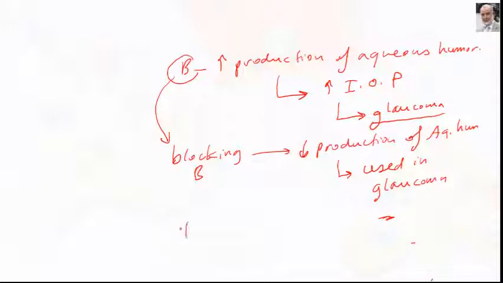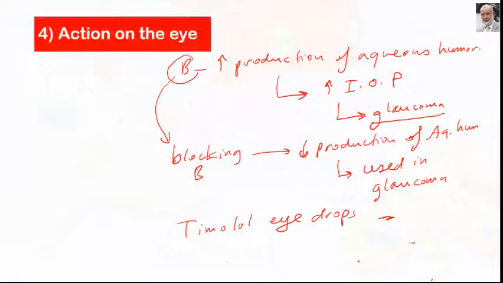The most famous example is timolol, which is used as eye drops. So beta blockers are first line in the treatment of glaucoma. How do they do that? They block the production of aqueous humor, decreasing intraocular pressure. Why are beta blockers first line in this case? Because they have no effect on the eye accommodation.